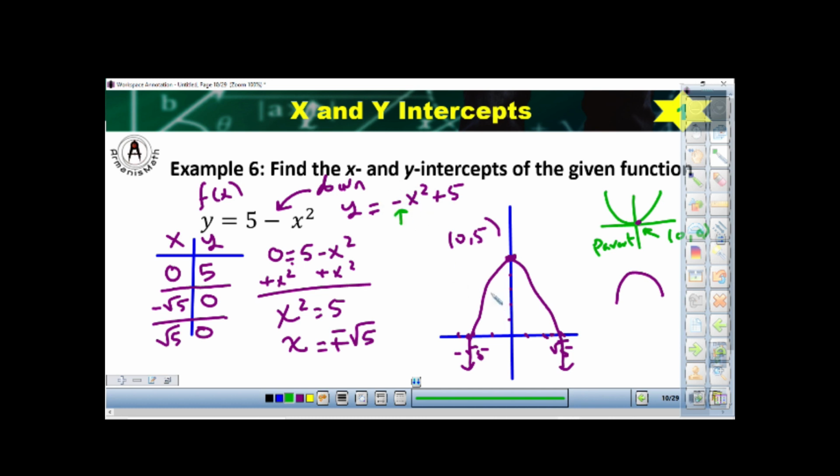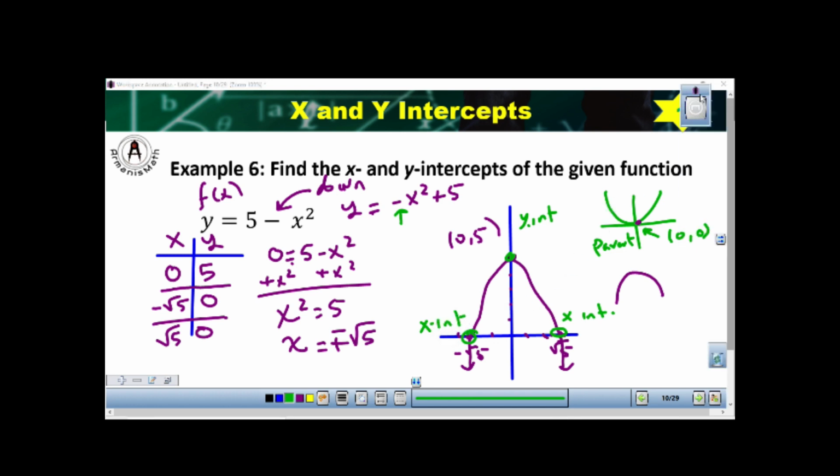So what are my x-intercepts? Well, they're here. The square root of 5, the negative square root of 5. What about my y-intercept? Well, it's here. 0, 5 is your y-intercept. And this is your x-intercept.